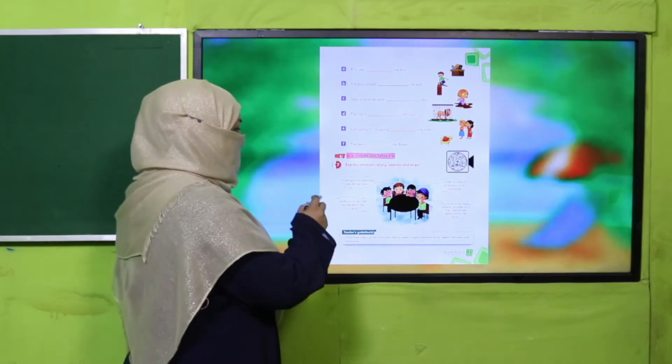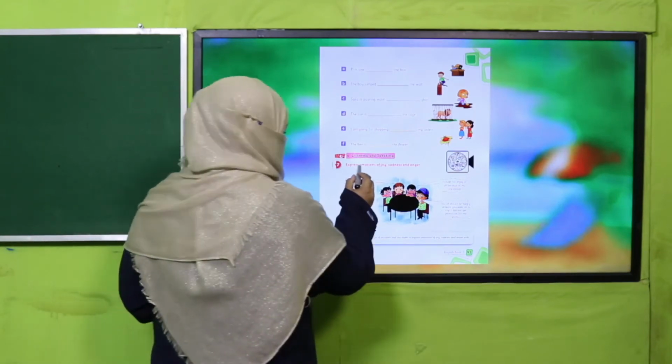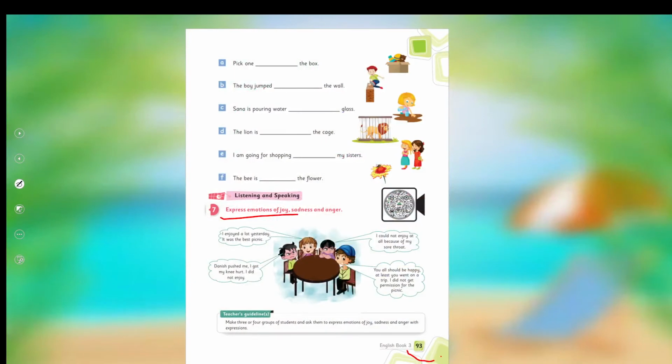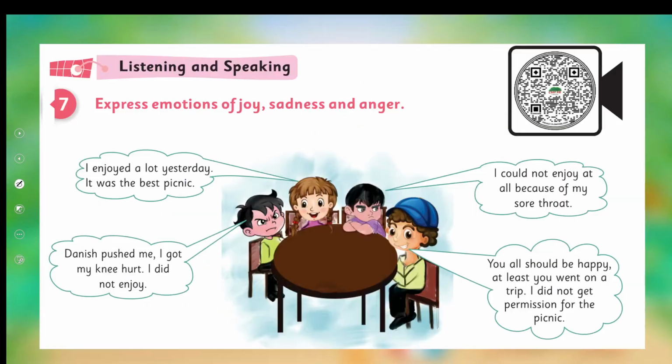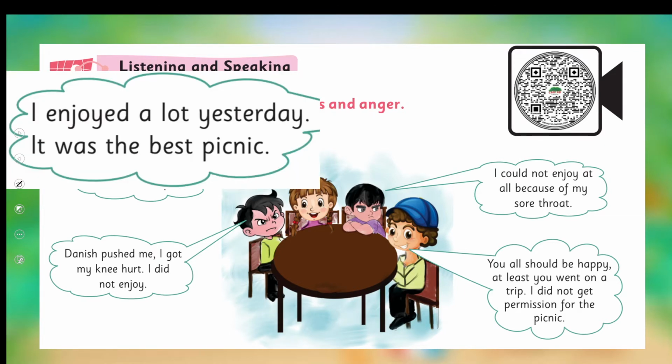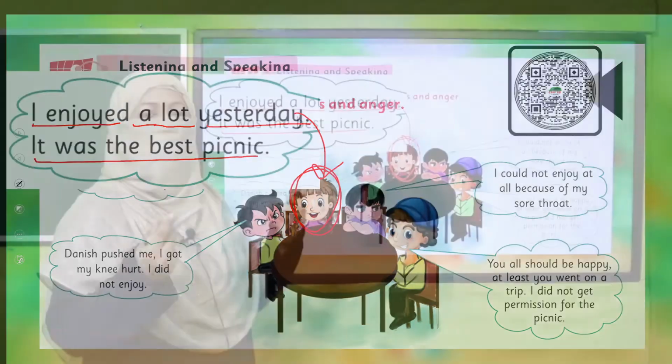Now let's see how emotions have been expressed in your book. All of you open your book on page number 93. There are 4 children. They are sitting and talking. How are they expressing joy, sadness, or anger? Let's find out. The first child is saying, I enjoyed a lot yesterday. It was the best picnic. Now you see her face, she is very happy about the picnic. So she is expressing her joy.